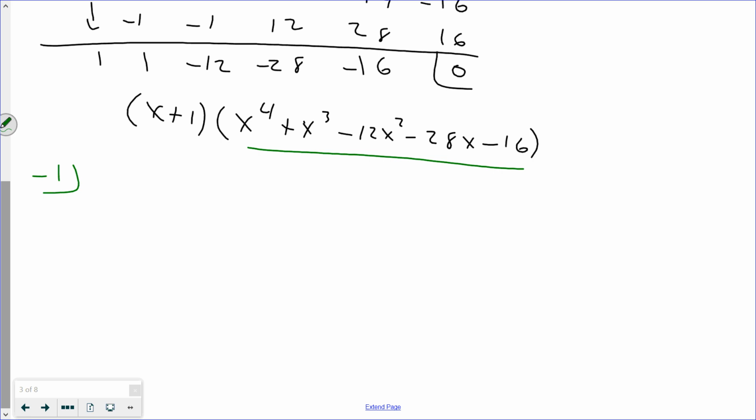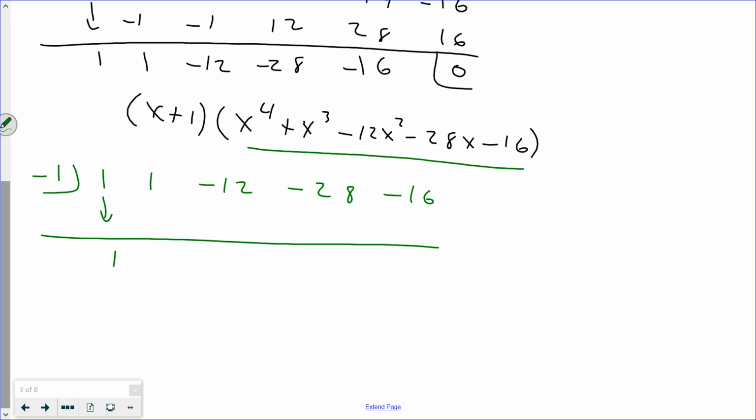All right, so do synthetic division with negative 1. My coefficients are 1, 1, negative 12, negative 28, and negative 16. Drop down to 1. Negative 1 times 1 is negative 1. I'm going down: 0, negative 12, positive 12, negative 16, positive 16, and we get another 0.